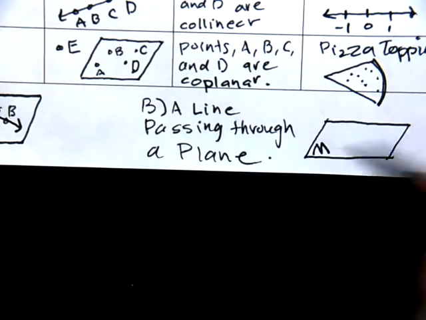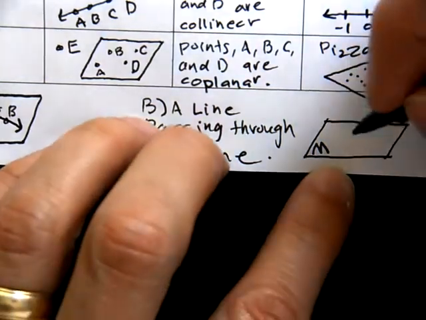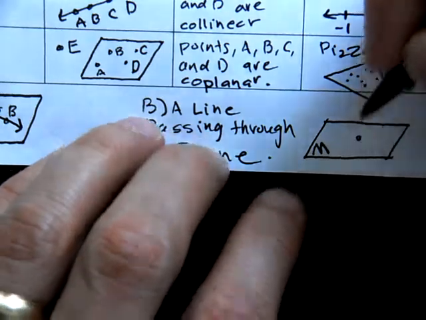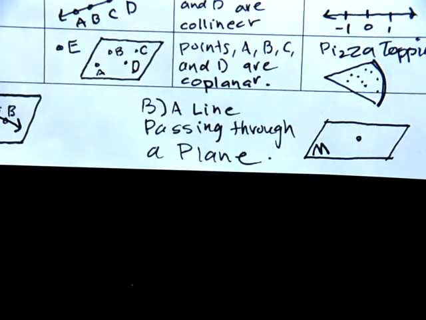Call that plane M. Now, if we want the line to pass through the plane, that means it has to puncture the surface and go out the bottom side. So to do that, we're going to pick a point. This is the point where the line will pass through the plane.